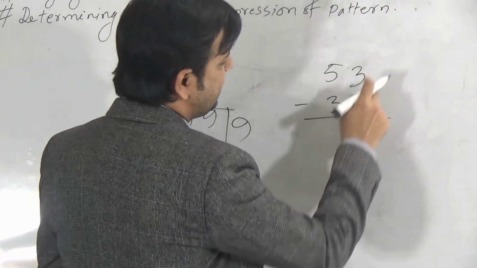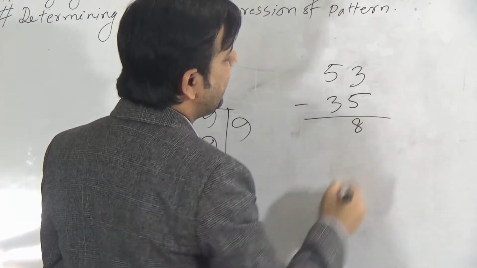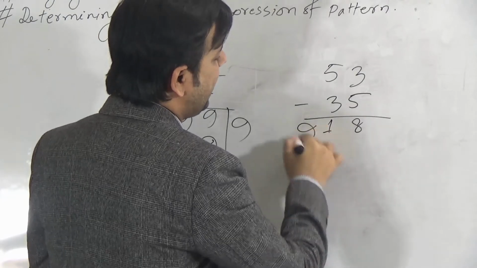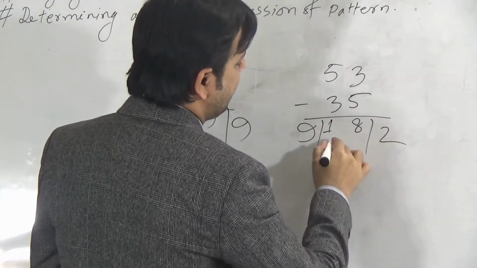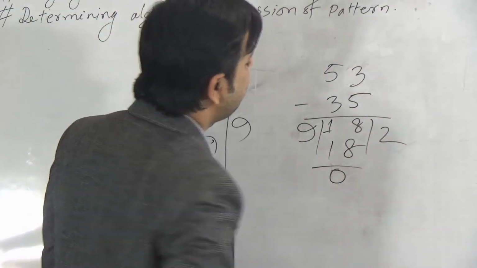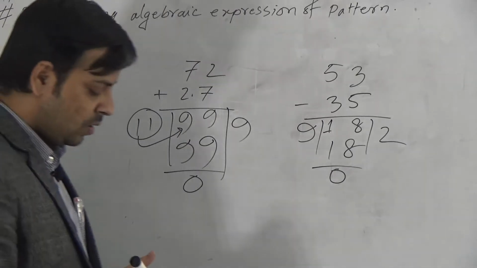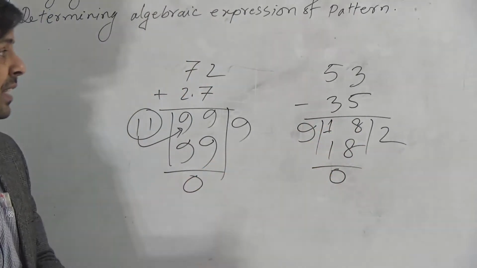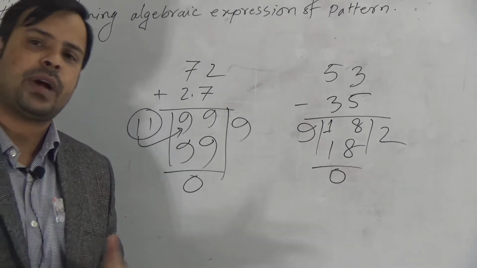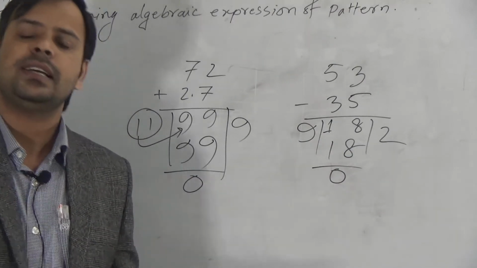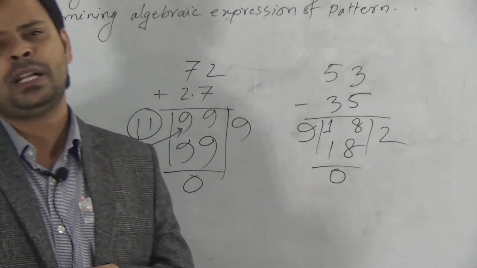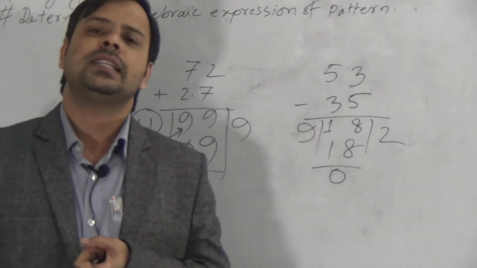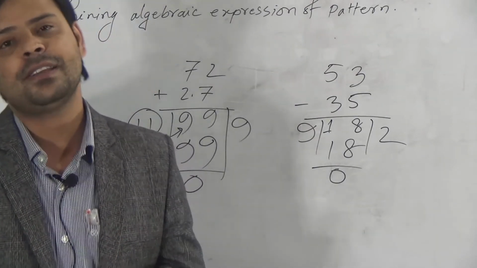Now what is the difference here? 8, then 1 here, 18. So 18 is divisible by 9. So I have told you at first, if you take any 2-digit number and write that number in reverse order, and take the sum of these two numbers, the sum will be divisible by 11. If you take the difference, then the difference will be divisible by 9.